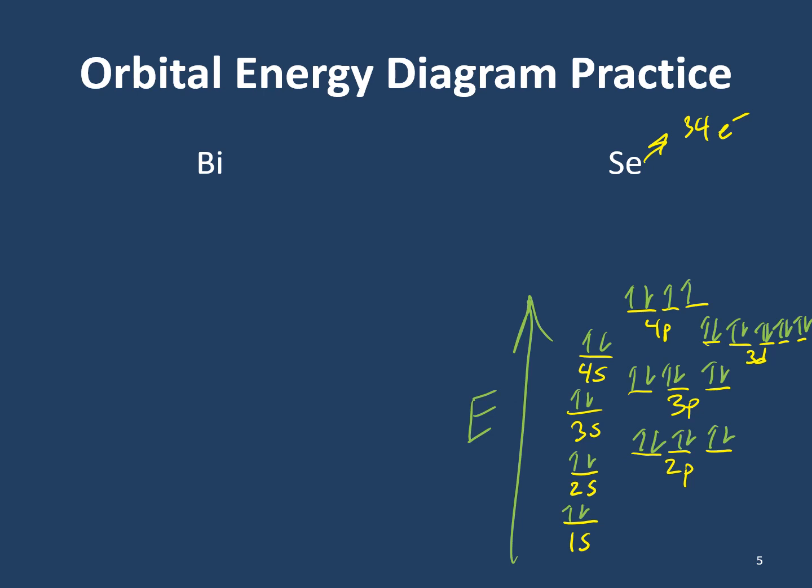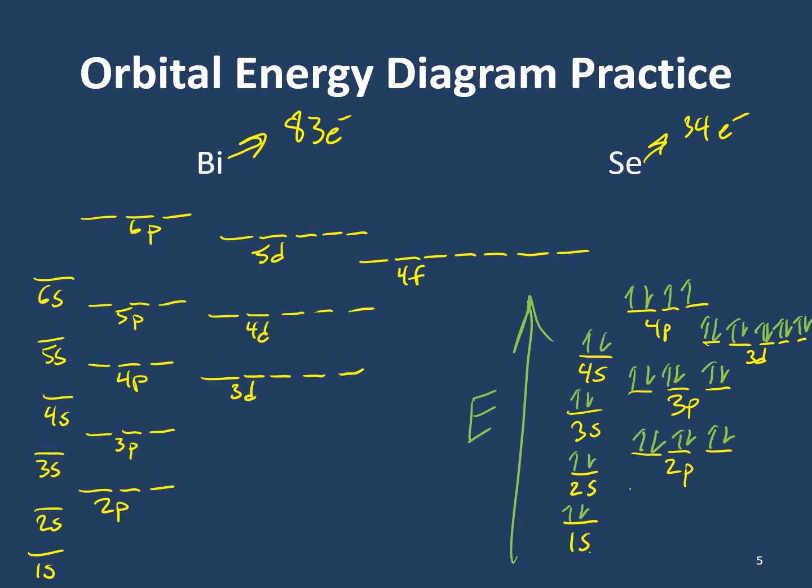Now for bismuth, this is going to be a little bit trickier as it has 83 electrons that we have to put in our diagram. So first, I'm going to draw out all the orbitals that I'm going to need in my diagram, which I'm just going to do while I'm paused. So here we go. Okay, here's our diagram. It again is increasing in energy as we go up, and we need to put 83 electrons on this diagram.